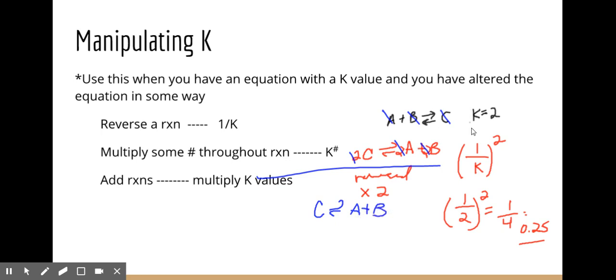Now, if I want to figure out how to find the new K for this, instead of adding these K values to one another, what I'm going to do is multiply these K values to figure out my new K value. So that's how we manipulate K.